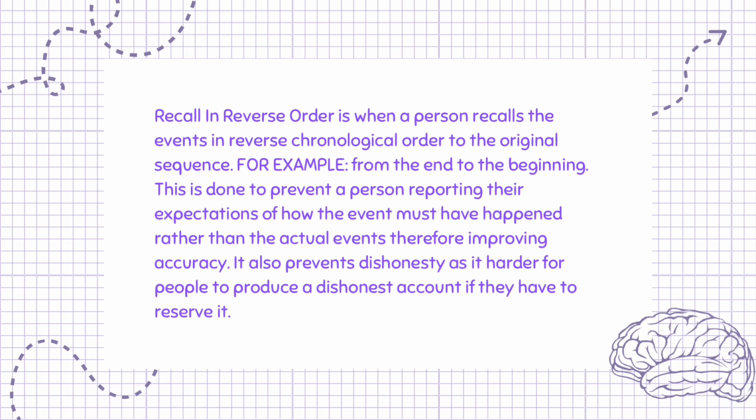Recall in reverse order is when a person recalls the events in reverse chronological order to the original sequence, for example, from the end to the beginning. This is done to prevent a person reporting their expectations of how the event must have happened rather than the actual events, therefore improving accuracy. It also prevents dishonesty, as it's harder for people to produce a dishonest account if they have to reverse it.